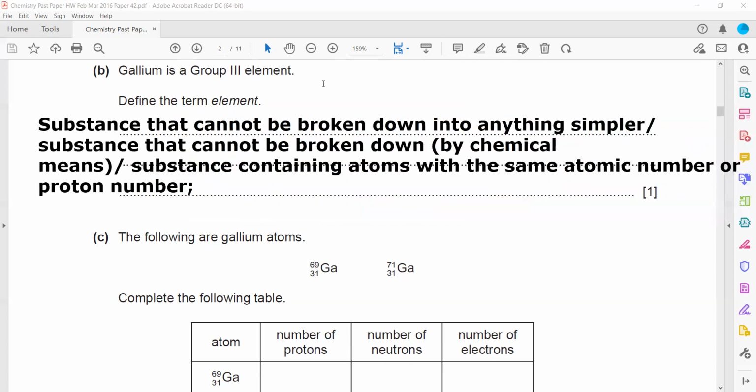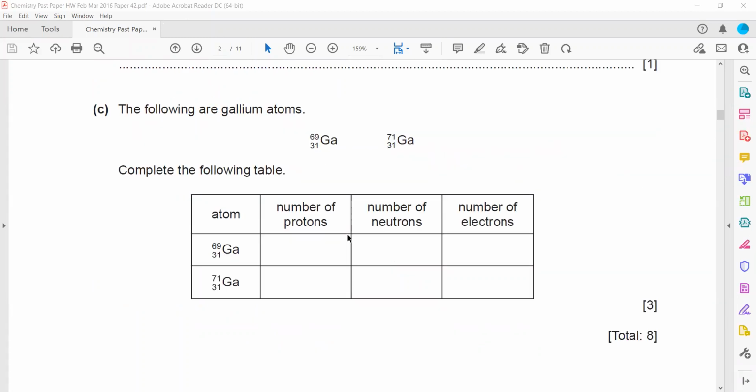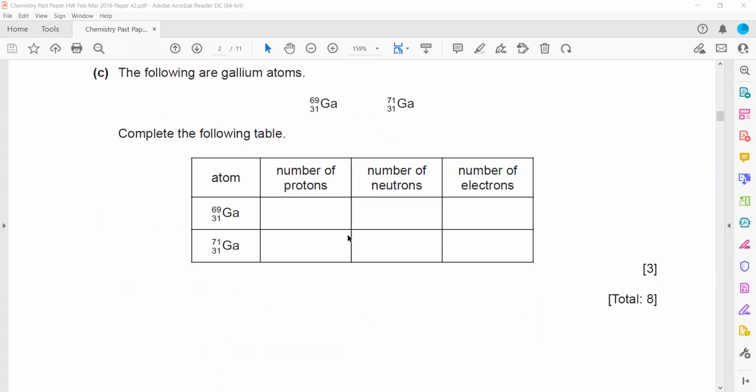Then the following are gallium atoms. So complete the table. How many protons are there in gallium 31? This bottom number is representing the proton number. Here also protons. How many neutrons are there? To get the number of neutrons, it will be 69 minus 31. So 69 minus 31 equals 38. And 71 minus 31, so that is 40.